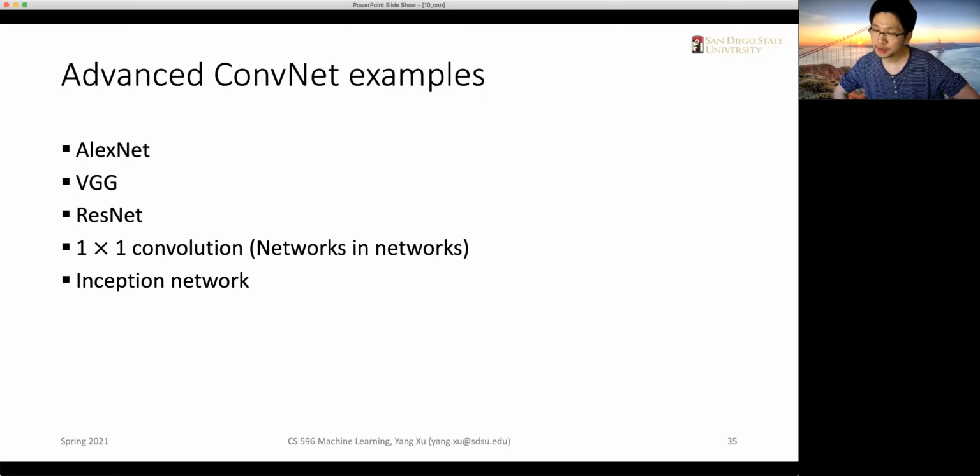But why ConvNets work is still an active research field, and people don't really have very clear explanations of why ConvNets work well on image representation. But that's a good point that you raised.